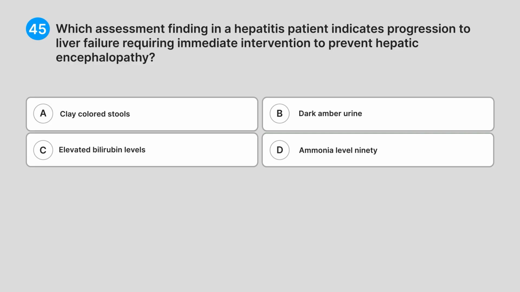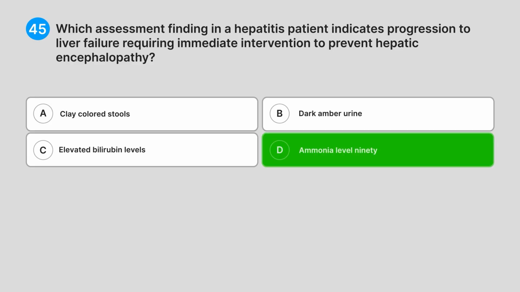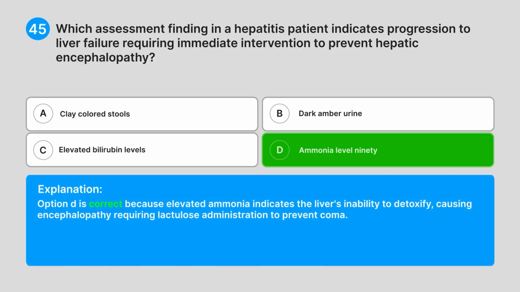Correct answer, D. Ammonia level 90. Explanation. Option D is correct because elevated ammonia indicates the liver's inability to detoxify, causing encephalopathy requiring lactulose administration to prevent coma.